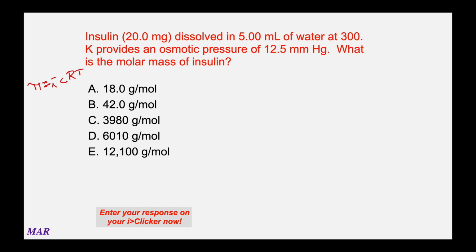We'll solve for C, which is the moles per liter. We want to get moles kind of by itself. So if we multiply moles per liter by 5 milliliters in liters, so 5 divided by 1,000, that's going to give us the moles of insulin. And then finally, grams per mole is the molar mass. We need to convert 20 milligrams into grams by dividing by 1,000. It's going to be a small number of grams, but that's going to give us one of the answers down below. So let's look at the math.